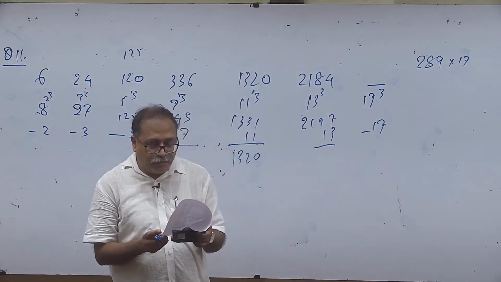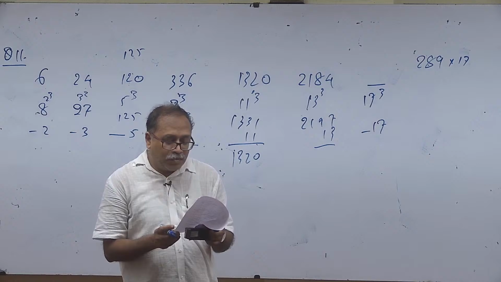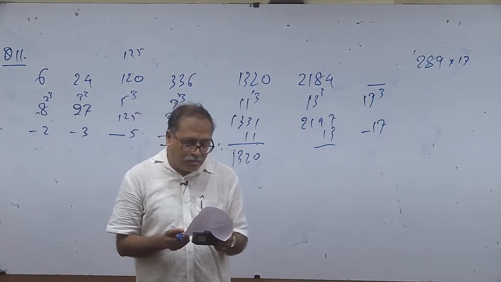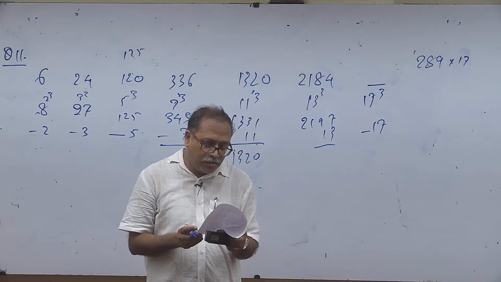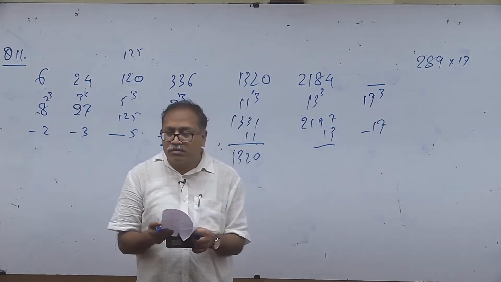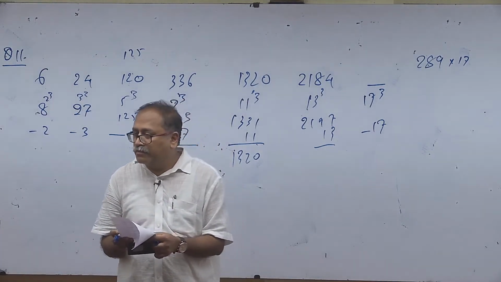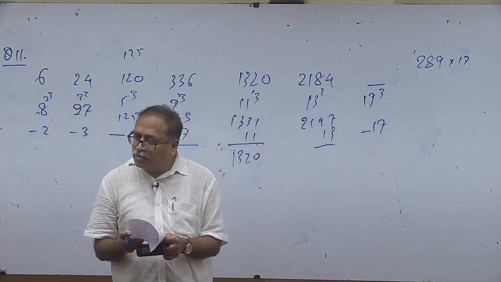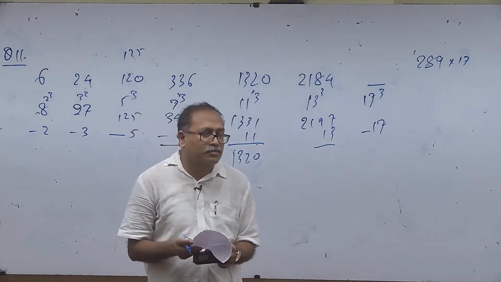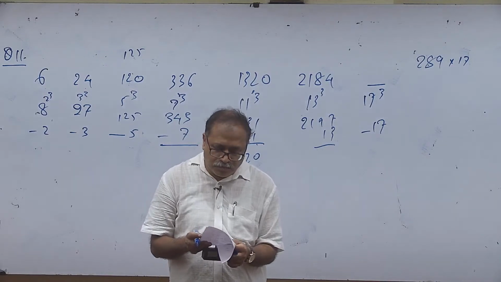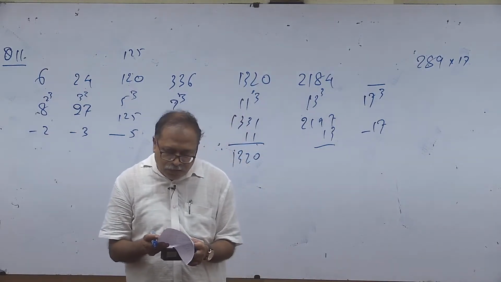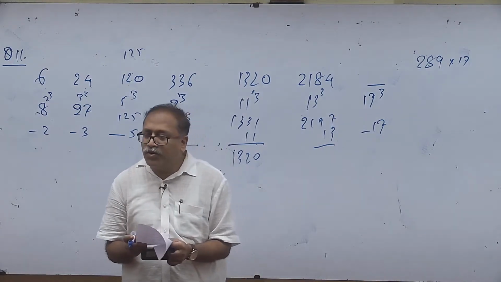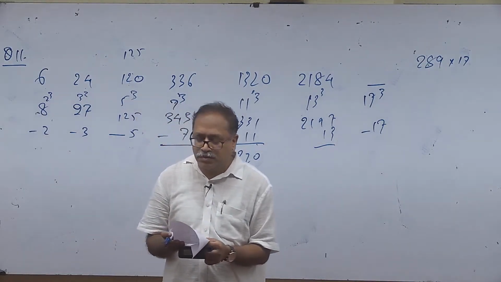What's the answer? Option? We are on question number 11, right? What's the option? Option 4. No. We are on question number 11. Option 3. 4896.